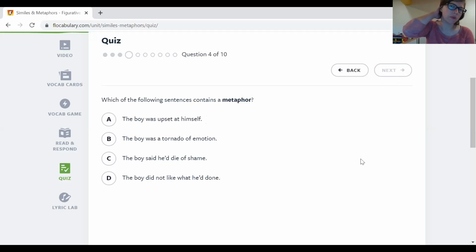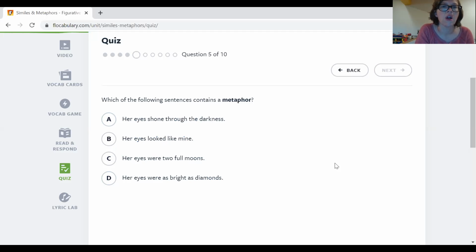All right, question number 4, which of the following sentences contains a metaphor? A, the boy was upset at himself. B, the boy was a tornado of emotion. C, the boy said he'd die of shame. D, the boy did not like what he'd done. So you're looking for a metaphor. So choose what you think is the best answer. Just write the letter down. We'll go over them at the end.